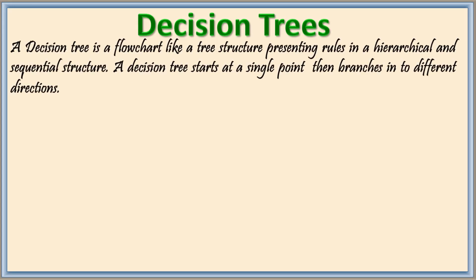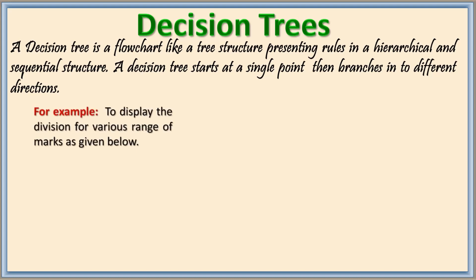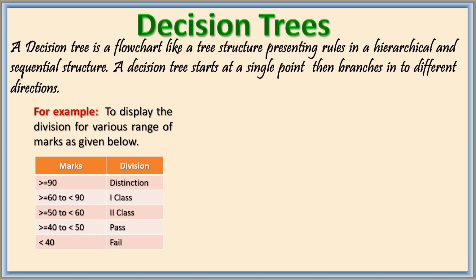Next, decision trees. A decision tree is a flowchart-like tree structure presenting rules in a hierarchical and sequential structure. A decision tree starts at a single point then branches into different directions. Let us see an example for this, to display the division for various ranges of marks as given below. So the range is given here.